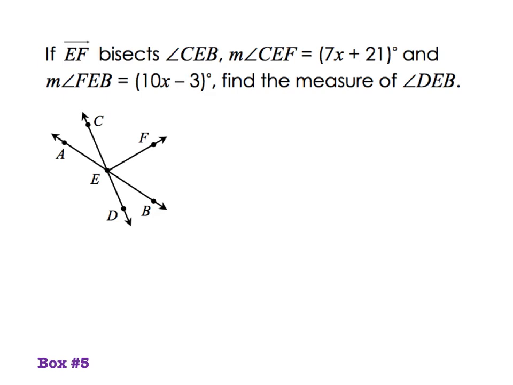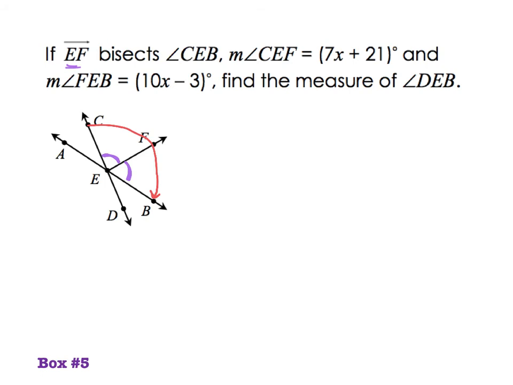CBE is this whole thing. Let me do it in red. CBE would be that whole thing. Now it does tell us that it's being bisected by EF, right? You see this one that says bisects? That means that this angle right here, the one in purple, is equal to this one here, the other purple. Those two arcs are just referencing the angles. They're equal to each other. They're the same value.